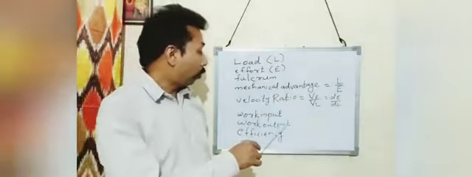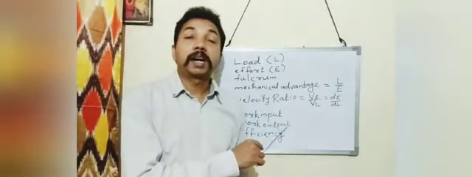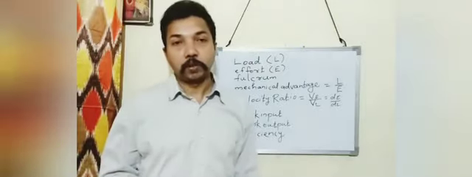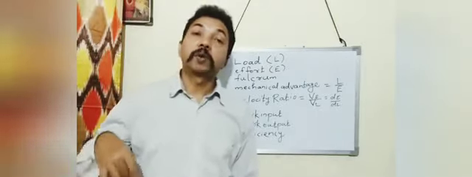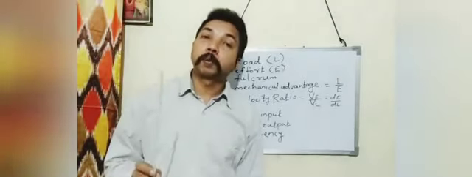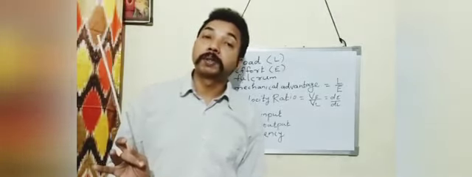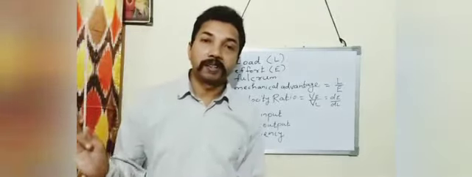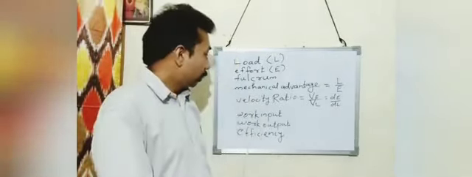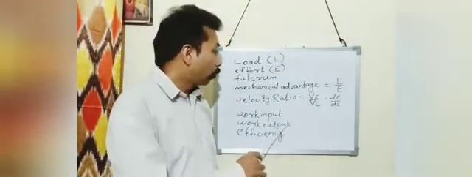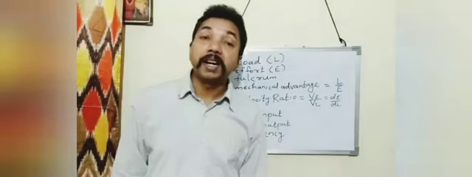Then work output. So work output is the work done by the machine. Work output means it is the work done by the machine. So which is the product of load and displacement of load. The work output is equal to load into displacement of load. Then efficiency. So efficiency is the ratio of work output to the work input.